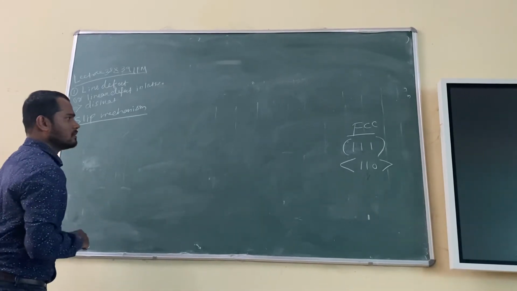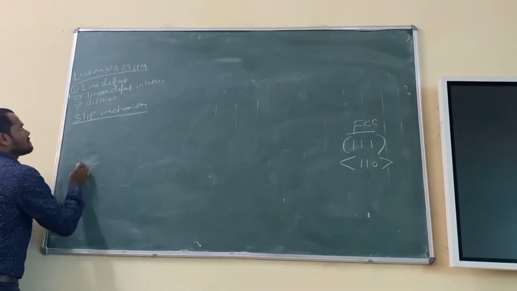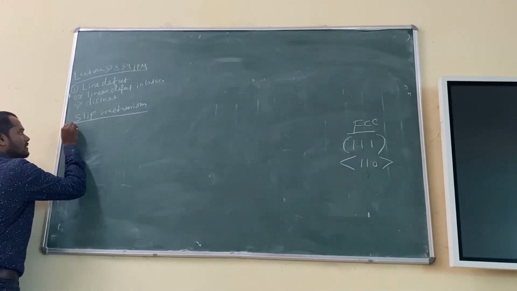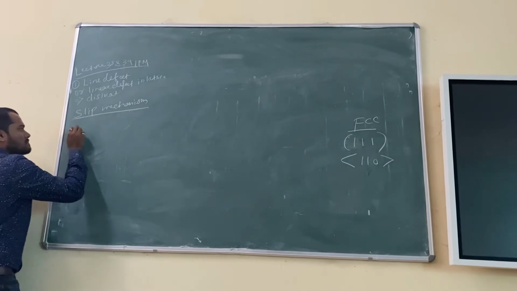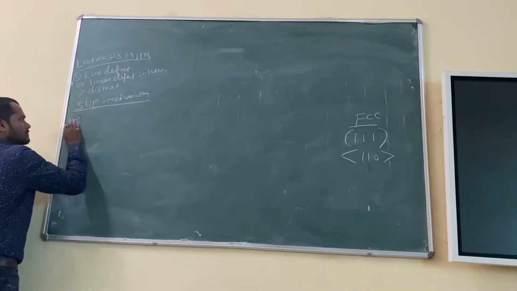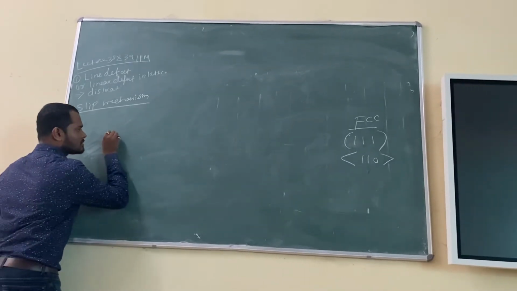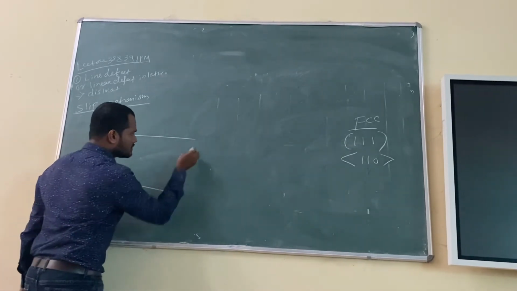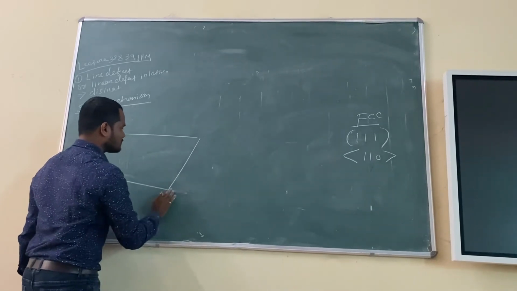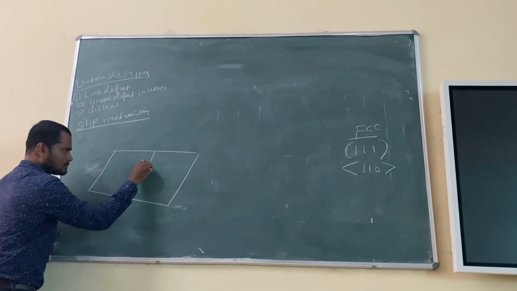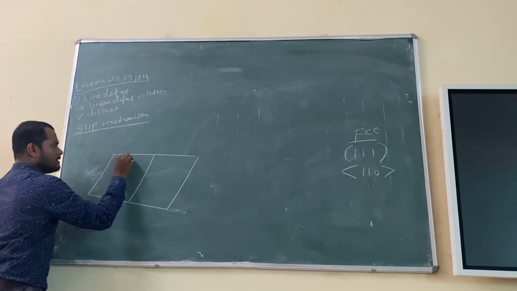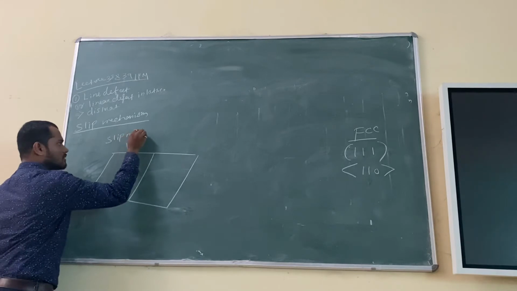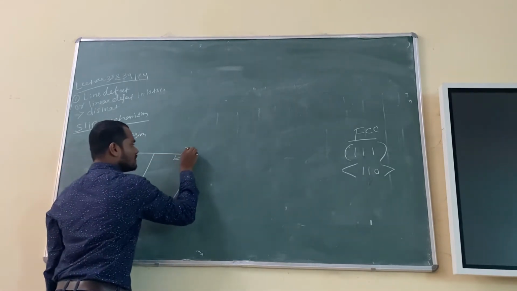Slip mechanism. Okay, let me write one thing. You can write this is slip region. And this is unslipped.